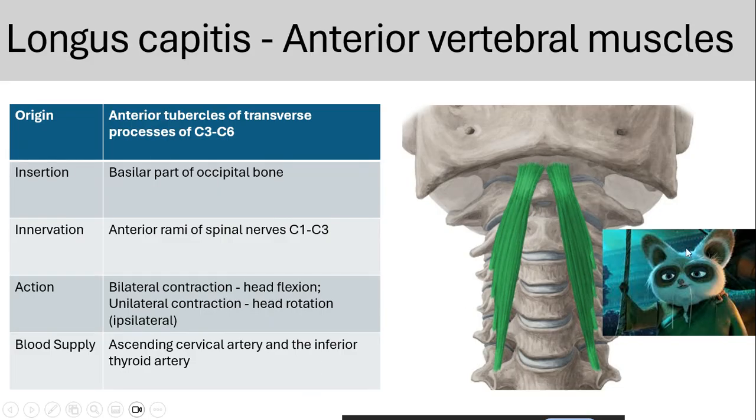So remember this person, Master Shifu from Kung Fu Panda, and you see how he has a little mustache. Every time someone says longus capitis, you can think of this picture, and that will remind you of this little mustache type of muscle, that starts from the basilar part of the occipital bone. If you remember one, chances are other things will follow, okay?